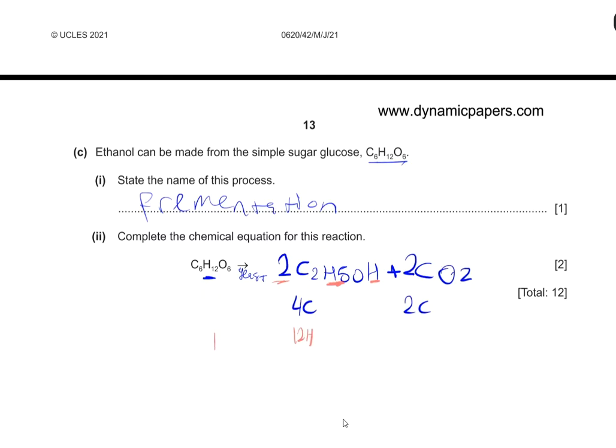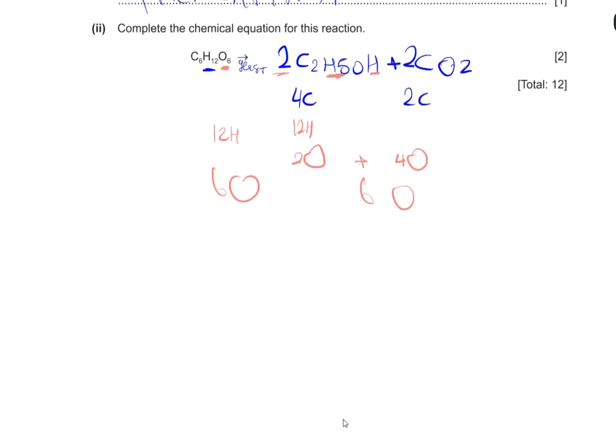And then looking at the oxygen, we have 6 oxygens on the left side, and if we count the oxygens here, we're gonna have 2 oxygens and 4 oxygens here. 2 multiplied by 2 is 4, so we're having 4 oxygens, which that's an O, not a 0. So if we add these together, we're gonna end up with 6. So we have 6 oxygens, 6 oxygens, 6 oxygens. So everything is balanced. And that's it for this exam.